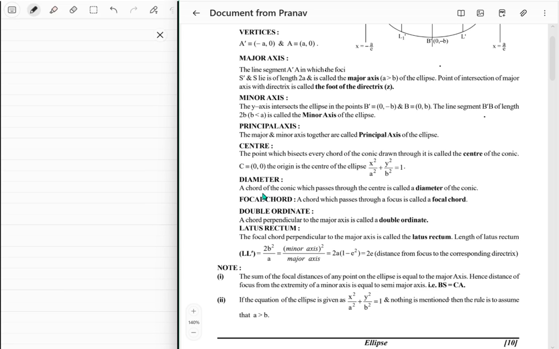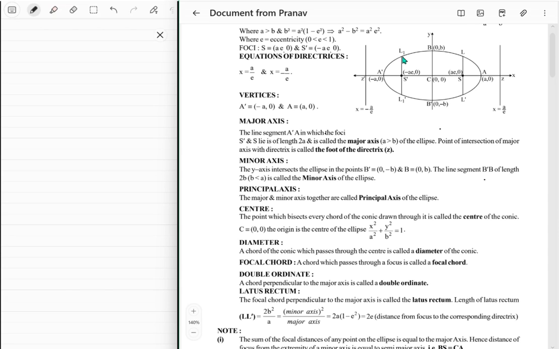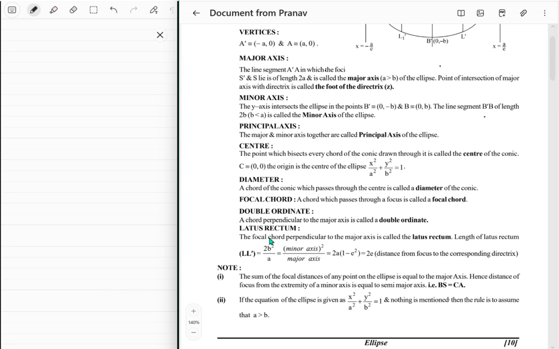Whatever. Next, diameter. A chord of the conic which passes through the center is called a diameter. Okay, understandable. Focal chord: a chord which passes through the focus is called a focal chord. For a parabola, this makes much more sense, but for an ellipse, I don't know. Double ordinate: a chord perpendicular to the major axis is called a double ordinate. So for example, this is a double ordinate. It's a latus rectum, yes, but this might as well be a double ordinate. So this thing is also a double ordinate. Fine. Latus rectum: the focal chord perpendicular to the major axis is called the latus rectum. Oh yeah, so the length of the latus rectum.